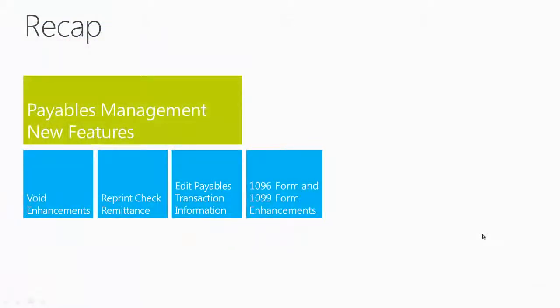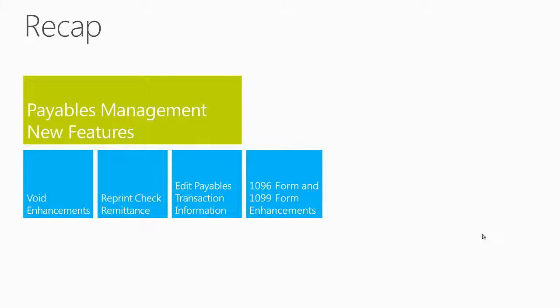Let's review the new features for payables management. The void enhancements include having all the credit documents unapplied when you void a payment, having the invoice on the credit card vendor voided at the same time that you void a credit card payment, and also having reconciled check indicators so that you know if you're trying to void a check that has already been reconciled in the bank reconciliation module.